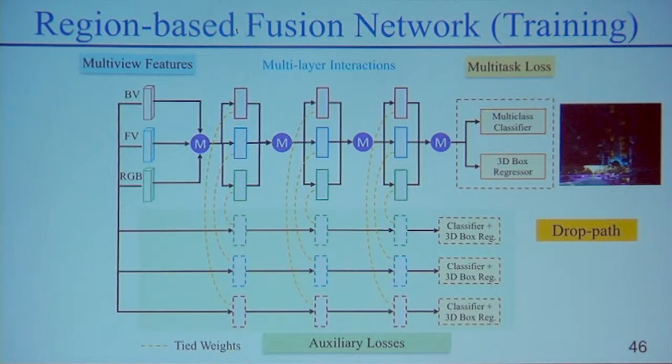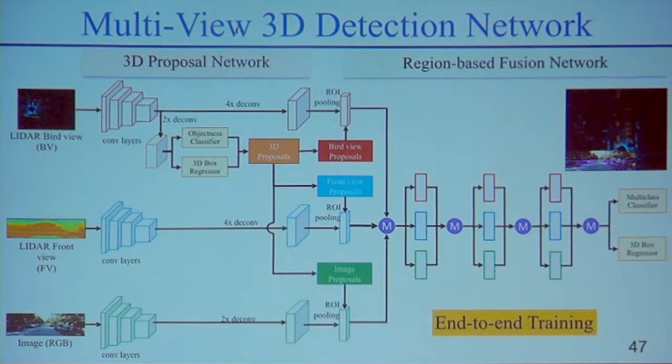The way the fusion network works is that you want to have auxiliary losses so that each of the views can still learn its particular view features, right? So that is why we need these auxiliary losses. So that's one of the networks that does 3D detection.